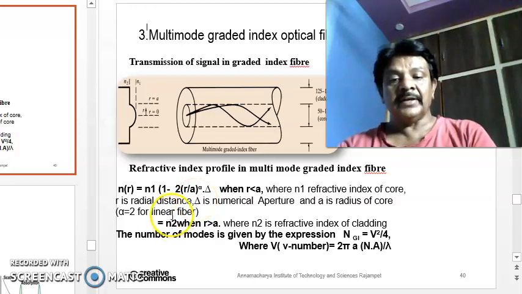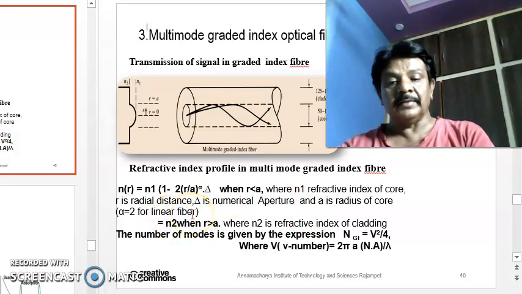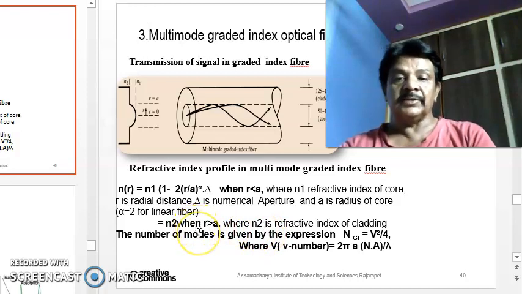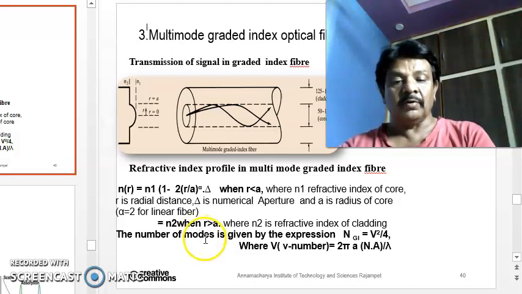That's why the refractive index of the core gradually decreases from the center to the end of the core, where delta is the relative index difference and a is the radius of the core. The alpha value for a linear optical fiber is 2, and n of r is equal to n2 when r is greater than a, meaning in the cladding the refractive index is n2. The number of modes of this optical fiber is given by NGI equals V square by 4, where V is the V number, which is equal to 2 pi a n of a by lambda.